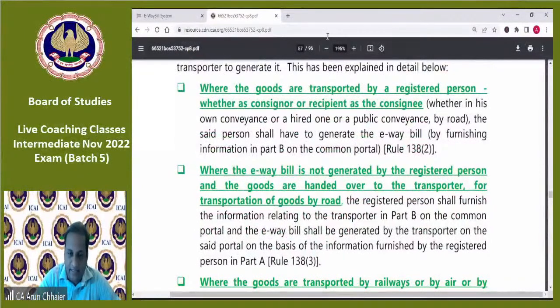Suppose, see, it is the responsibility of the consigner or the consignee, or if they both have not generated, in that case, it is the responsibility of the transporter to generate the e-way bill. When the goods are transported by a registered person, whether as a consigner or recipient as the consignee, so even if Mr. A is moving the goods in his own conveyance, then also an e-way bill is required if the value is more than 50,000.